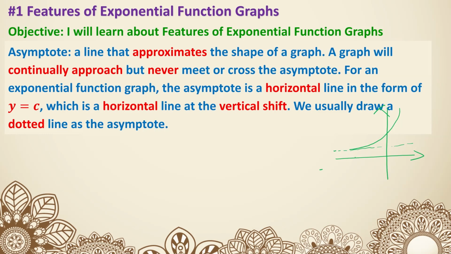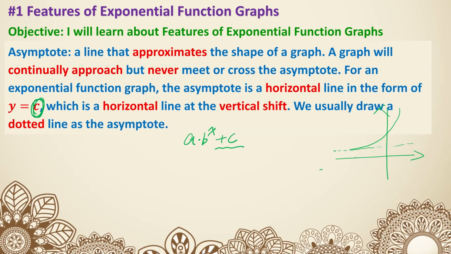For an exponential function graph, the asymptote is a horizontal line in the form of y equals c. Now you may notice c. We have a times b to the x power plus c. So this vertical shift is the asymptote. So the horizontal line is actually at the vertical shift.